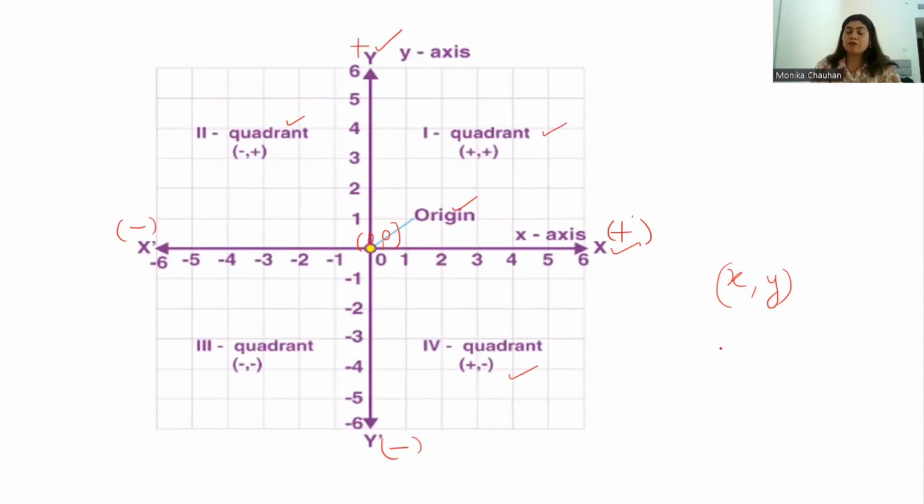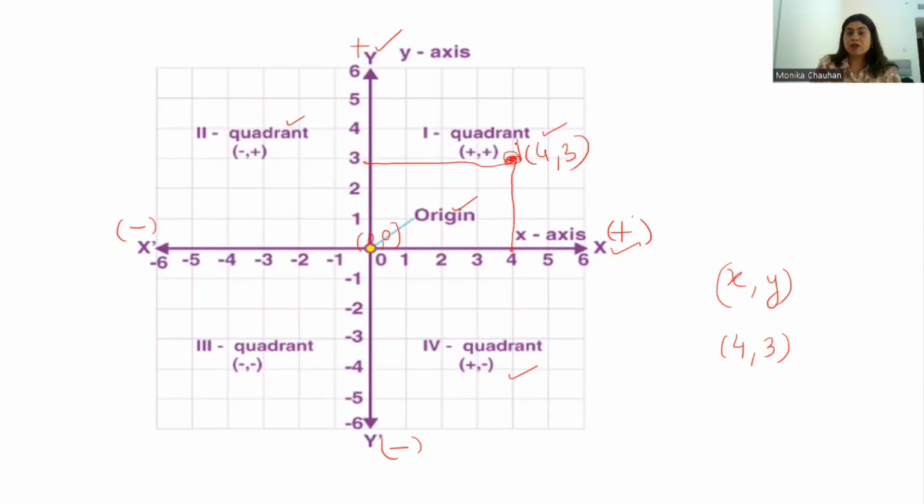So for instance, if I ask you, can you locate (4, 3)? How are we going to locate this on the coordinate plane? First, it is always x. It is positive, so you will go this side. This is your x. And then y is 3, so you will go up and mark where it should be 3. This point here is your point (4, 3).